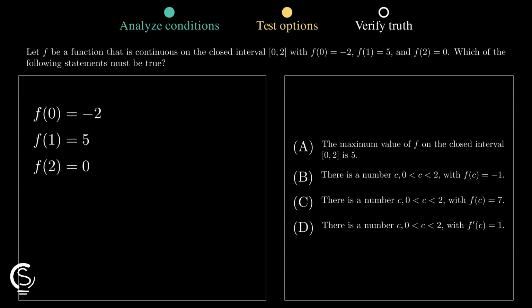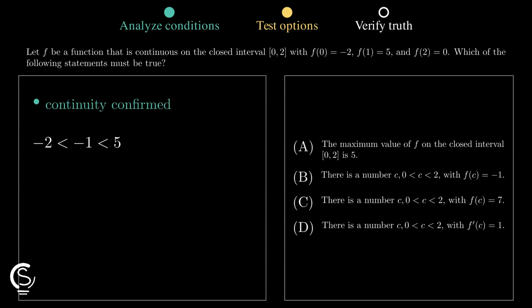The intermediate value theorem states that for any value between f of 0 and f of 1, there exists a c such that f of c equals that value. Boom!